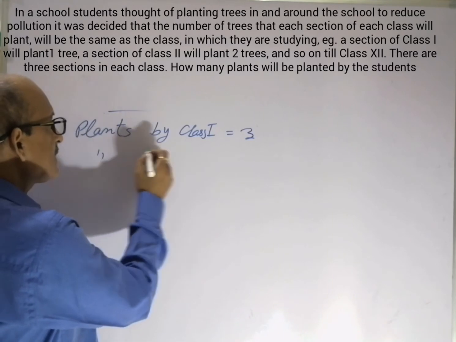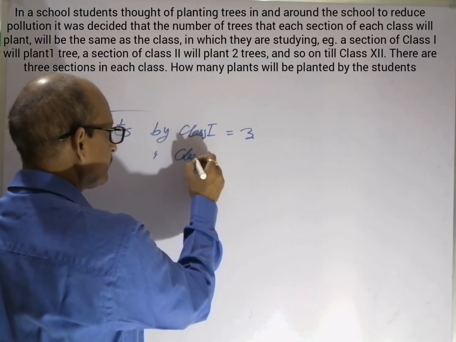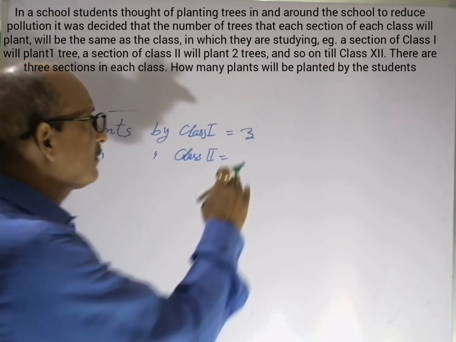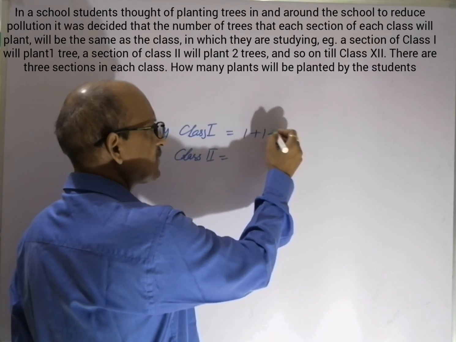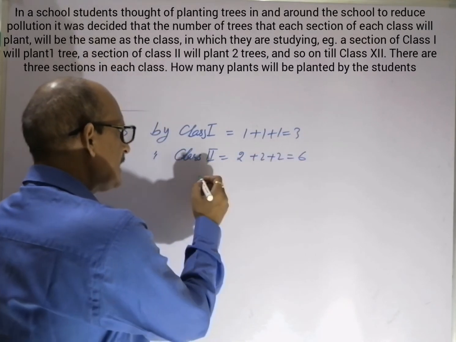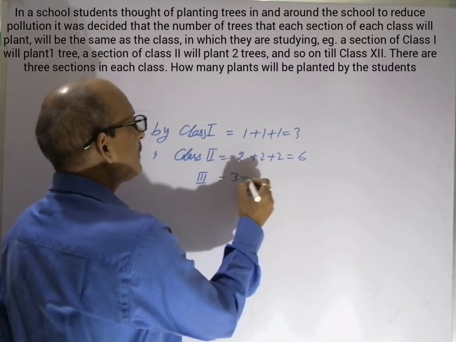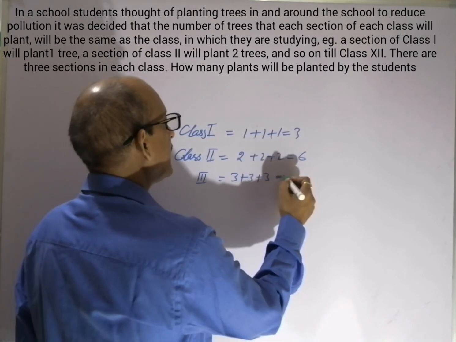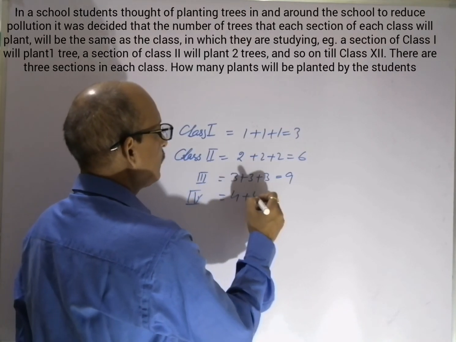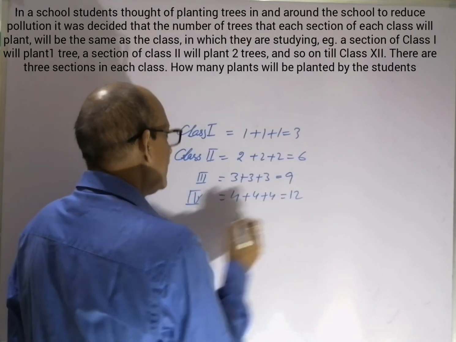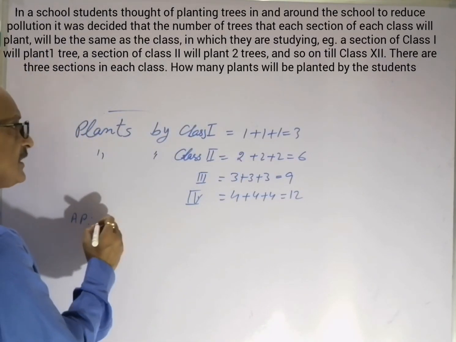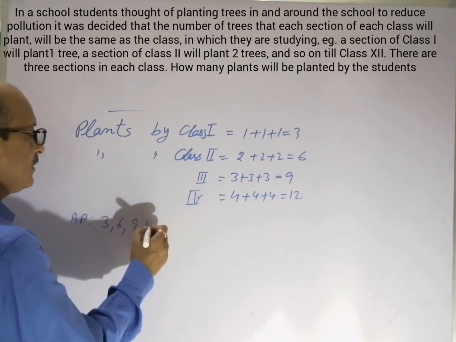Now plants by class second. The standard is 2, so we elaborate a little: 1 plus 1 plus 1 is 3 for class first, and here they will plant 2 plus 2 plus 2, that is 6. Class 3rd will plant 3 plus 3 plus 3, that is 9. And 4th standard students will plant 4 plus 4 plus 4, that is 12. In this way you will see an AP generated: 3, 6, 9, 12, and so on.